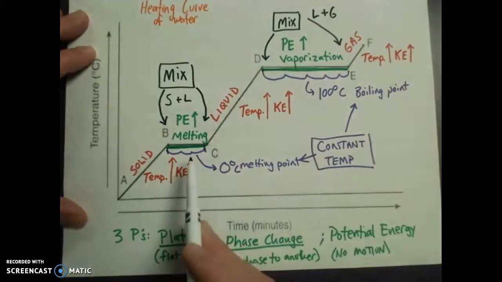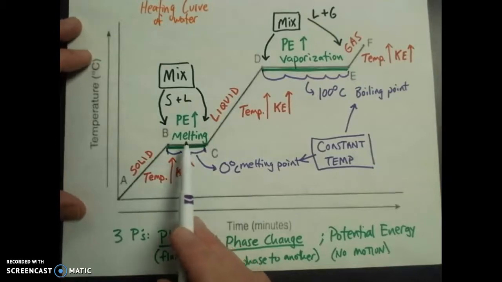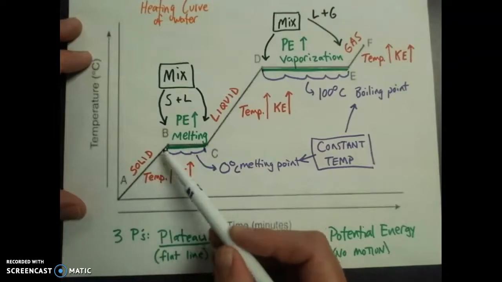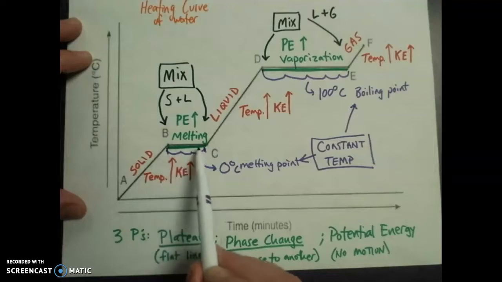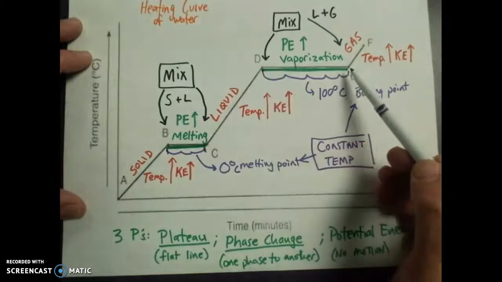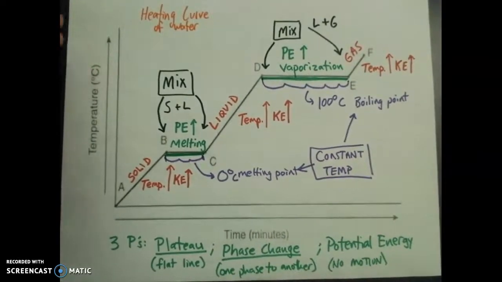So these flat lines, these plateaus, these phase changes have constant temperature. The temperature is not increasing. It's increasing with kinetic energy up as a phase, and then it stays the same until the energy changes back to kinetic. It stays the same at 100 until we get back to kinetic. So this is everything you need to know about phase changes, about increasing temperatures and increasing kinetic energy, and where potential energy is located. Hope you enjoyed it.